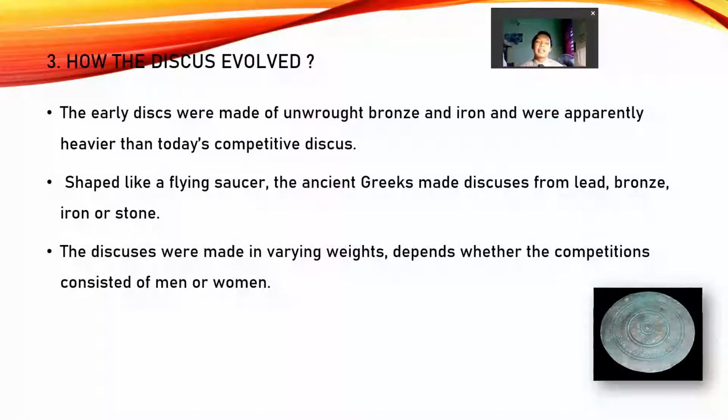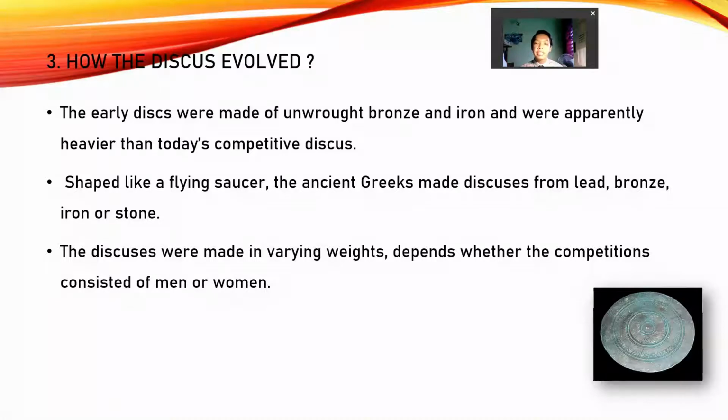The third subtopic is how the discus evolved. The earlier discs were made of unwrought bronze and iron and were apparently heavier than today's competitive discus. Although the pedestals, throwing circles, and discus size and weights have changed over the many centuries since the ancient Greeks first practiced discus throwing, the discus looks like a flying saucer.